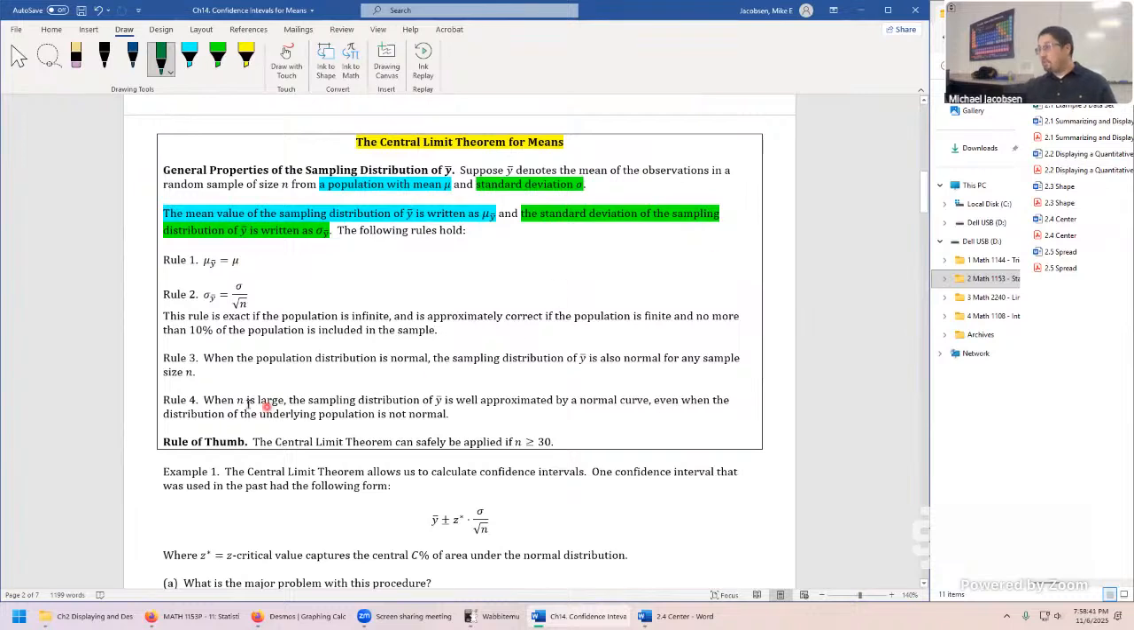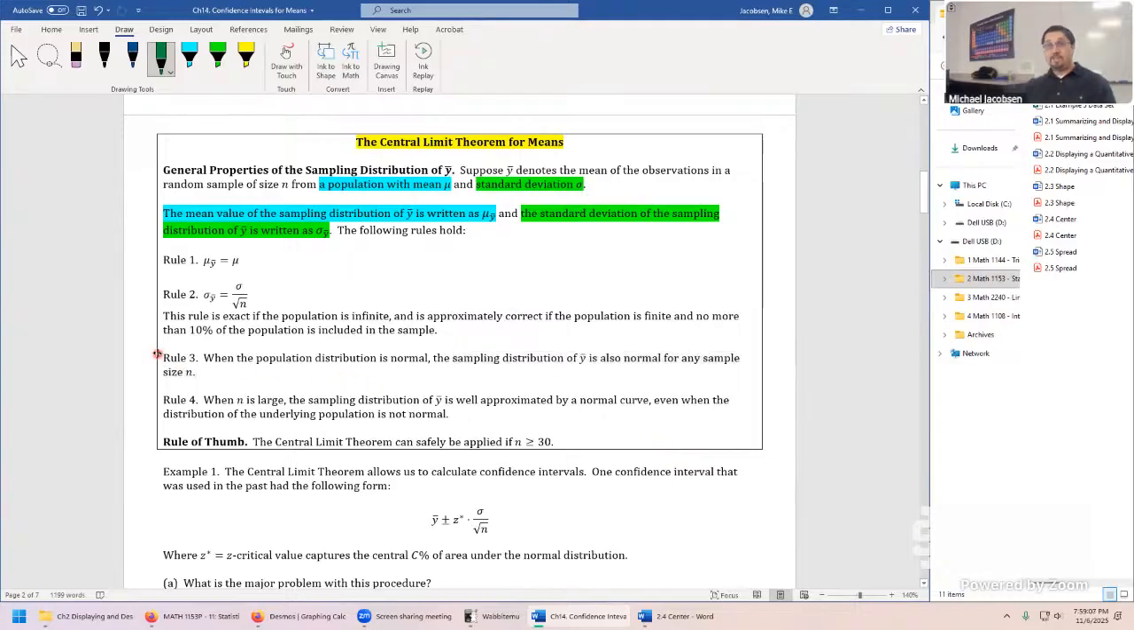It says even more. If your population is normally distributed, well, that's something that's kind of like a mathematical fiction. Some populations are close to normally distributed, but none of them are exactly normally distributed. That's just a particular mathematical equation. But if it happens to be exactly normally distributed, the sampling distribution is also normally distributed at any sample size.